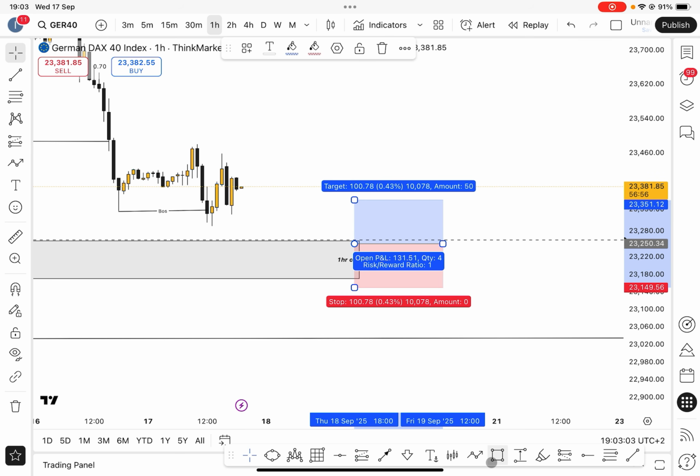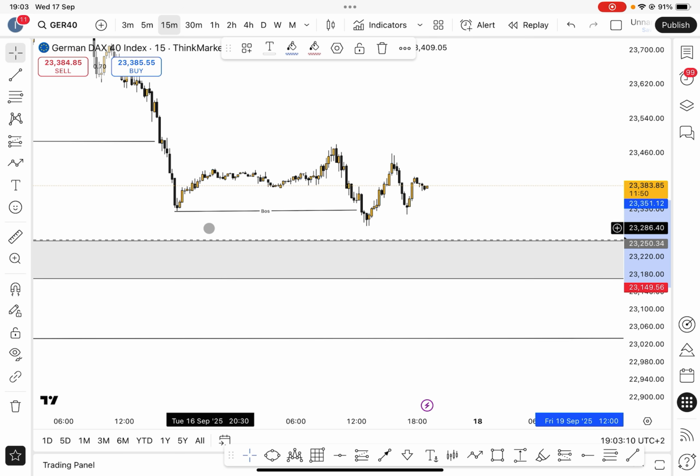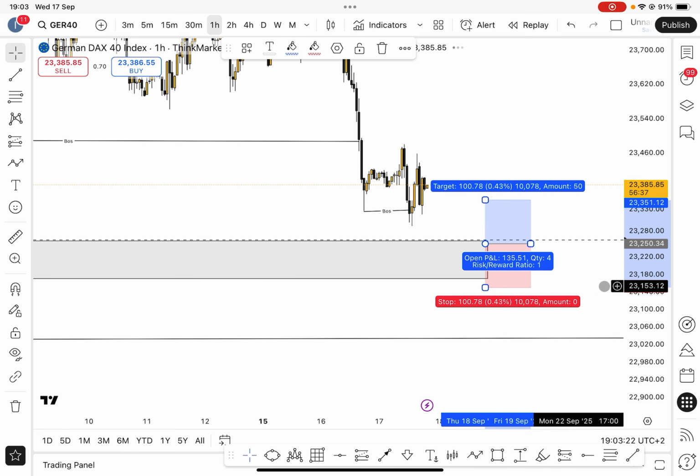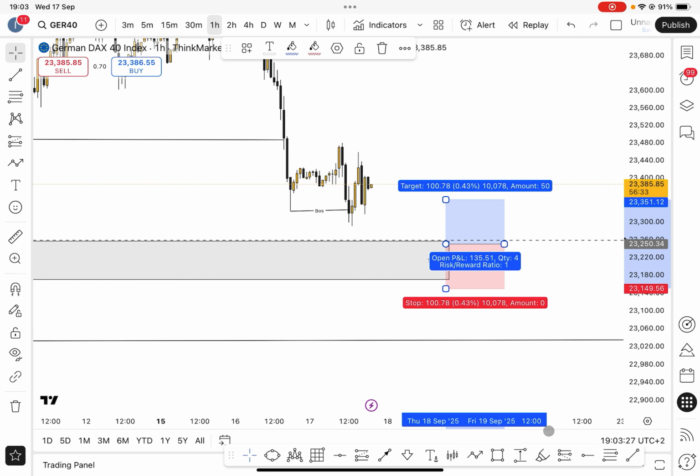Then I look for the last break of structure. Like in 15 minutes, this is still the last break of structure. This 1 hour zone is still the last break of structure. But if price should give another break of structure, again, after this one, in the 15 minutes, then I will take that one as my last break of structure. For now, this is my last break of structure. So let me show you how I get into this trade.